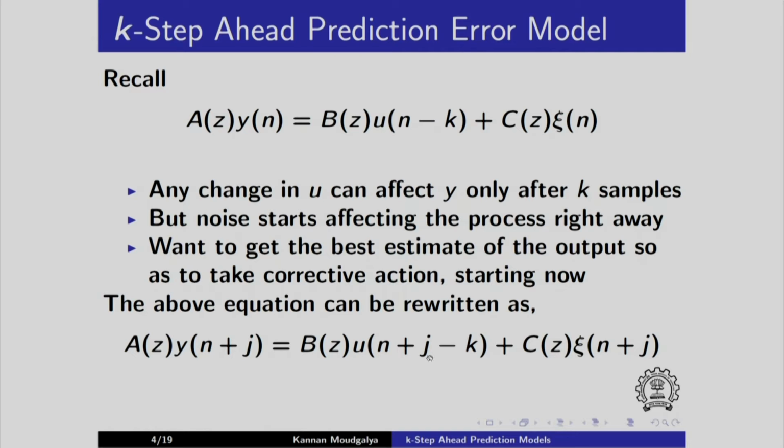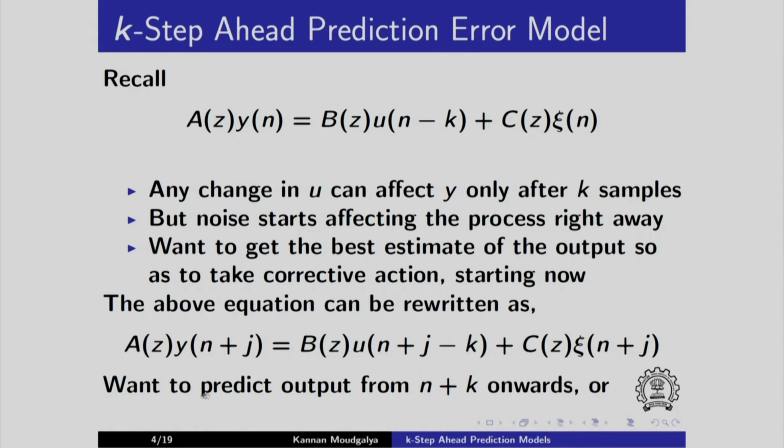So we put this plus j here in every term. We want to do this from K onwards, but we generalize it in terms of j. So we want to predict output from n plus K onwards, or n plus j, j greater or equal to K. As far as today's lecture is concerned, we need only the j equals K case, but we would like to generalize this for all j greater than K. This will be useful for the next week and so on.